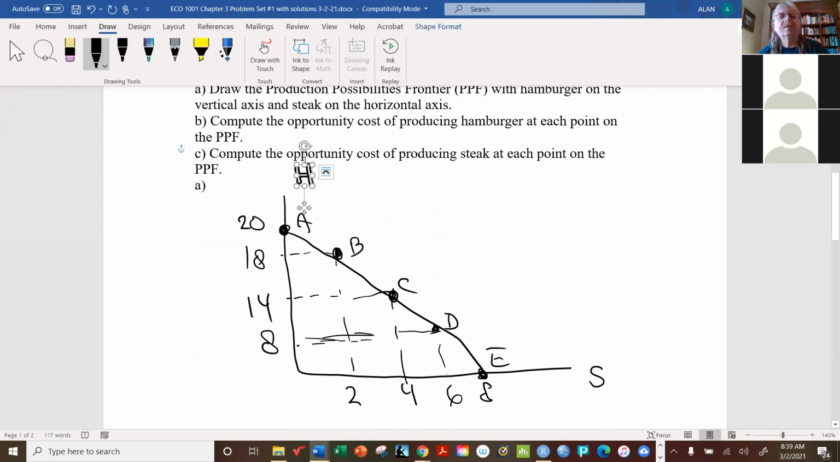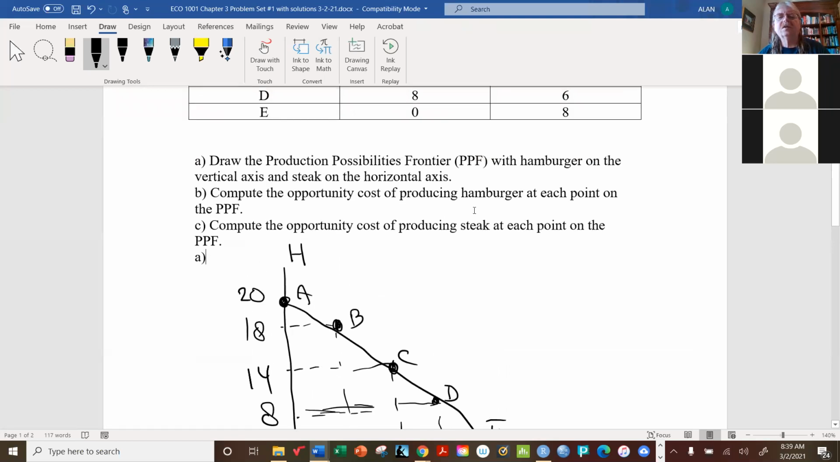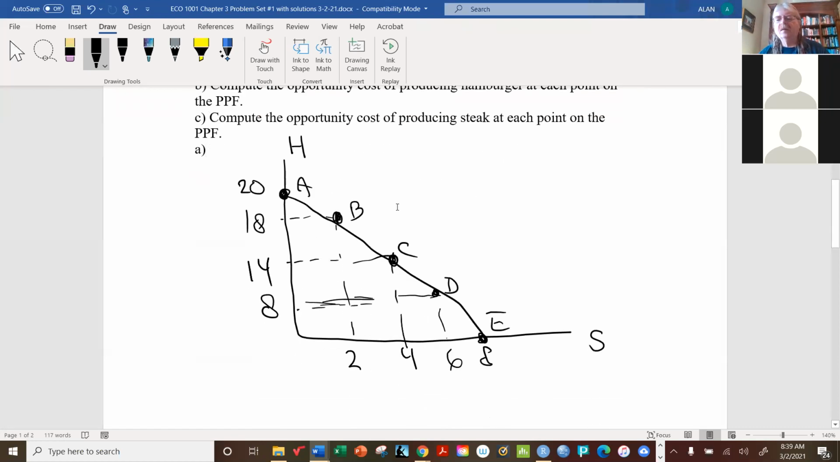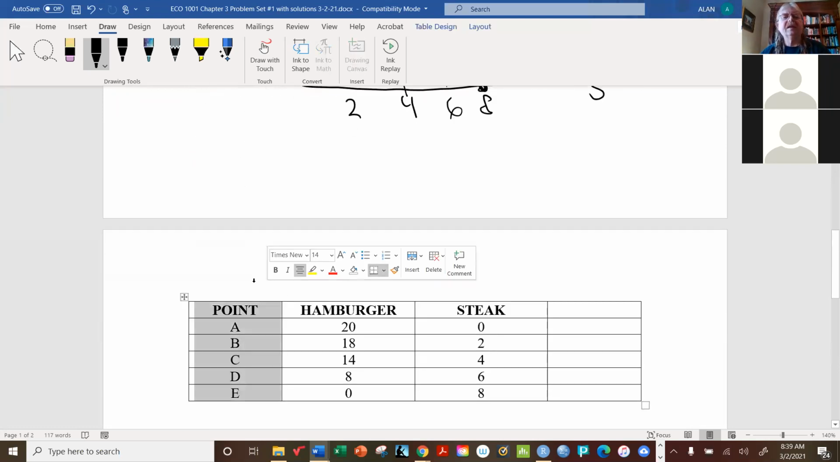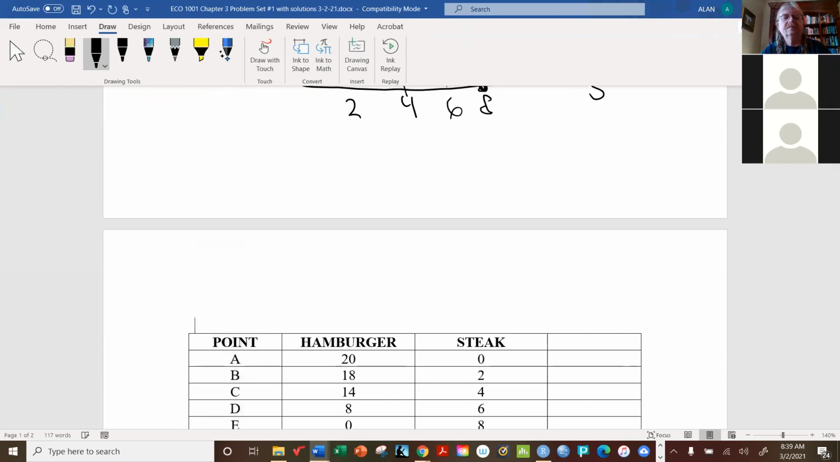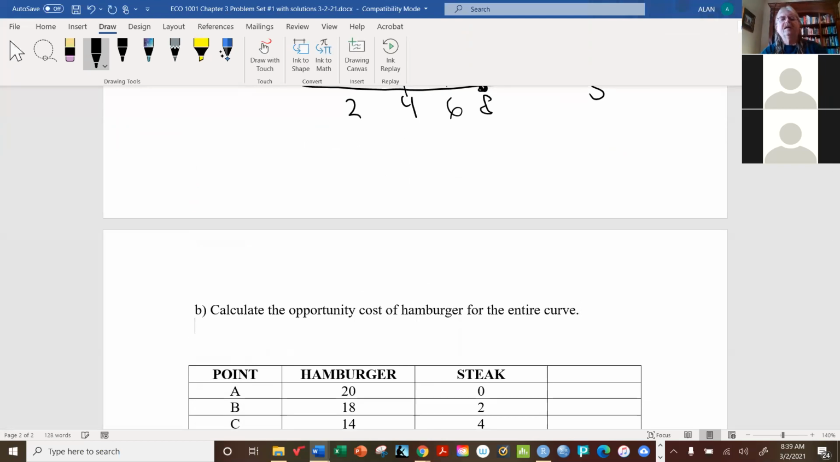B represents us figuring out the opportunity cost of producing hamburger at each point on the curve. Okay, now when it says opportunity cost of hamburger, that means you're making more hamburger and less steaks. Okay, so in part B, calculate the opportunity cost of hamburger for the entire curve.